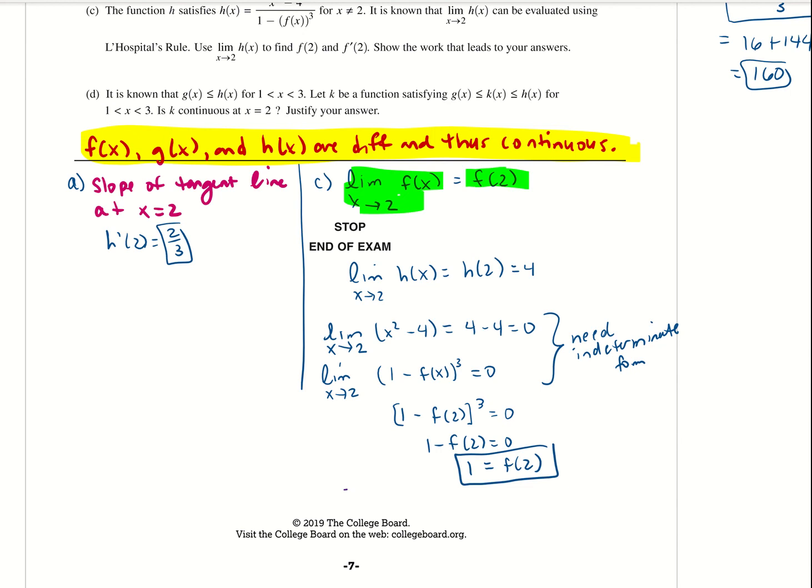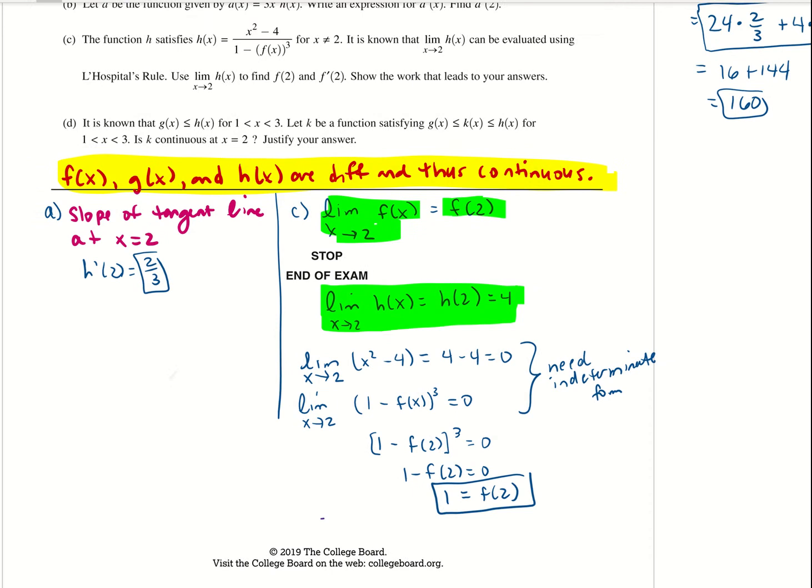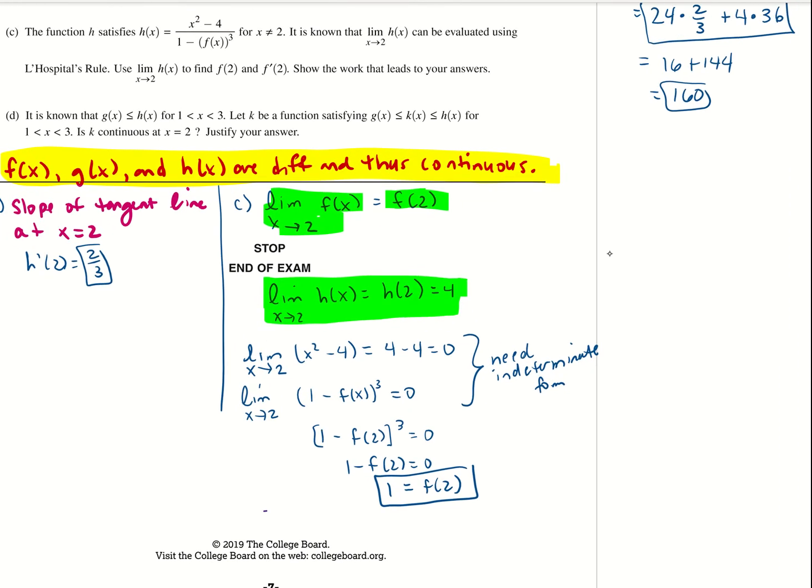Now, I also need to find out what f prime of 2 is. And now I'm going to work a little bit more with this whole continuity idea. I know that the limit of h has to equal 4. That's not going to happen initially with substitution because I would get 0 over 0, which is an indeterminate form. But if I use L'Hopital's rule, I should be able to get that form. So I'm going to be working with L'Hopital's rule now for h.